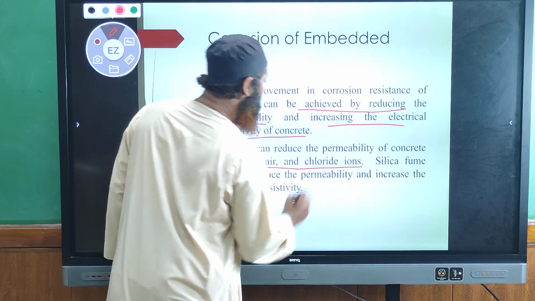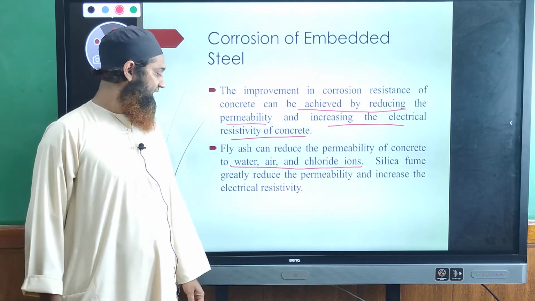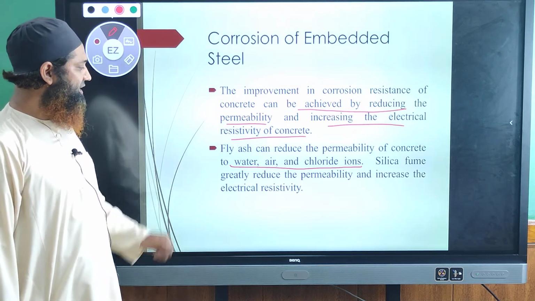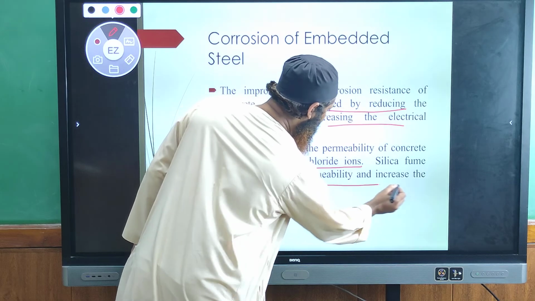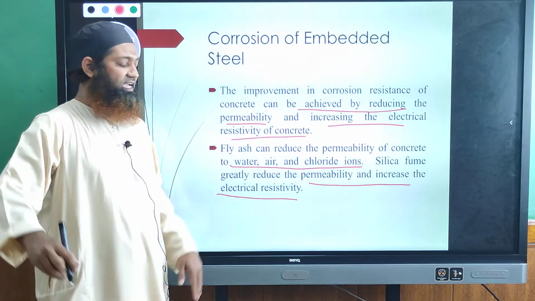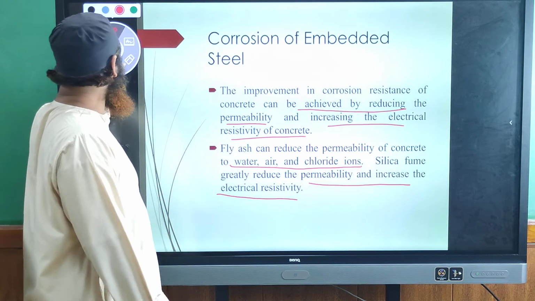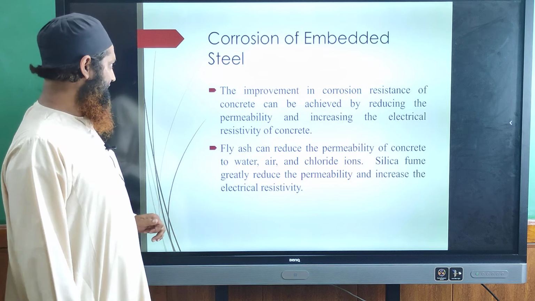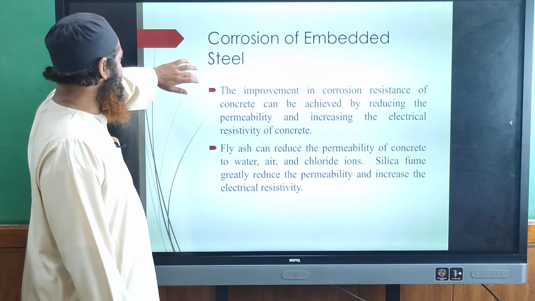See, it can reduce the permeability of concrete to water, air and chloride ions also. Silica fume greatly reduces the permeability and increases the electrical resistivity. You can see silica fume is reducing permeability and increasing electrical resistivity also, which was our need. So these things perform very well in terms of corrosion also. They reduce the corrosion of steel to a very good extent.